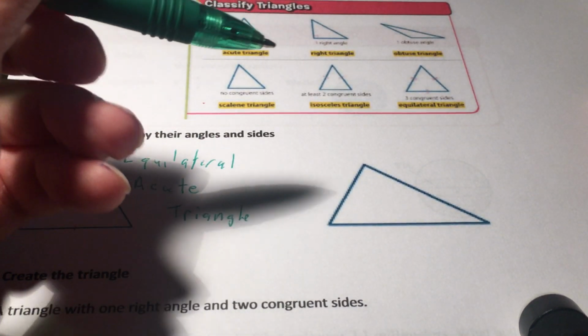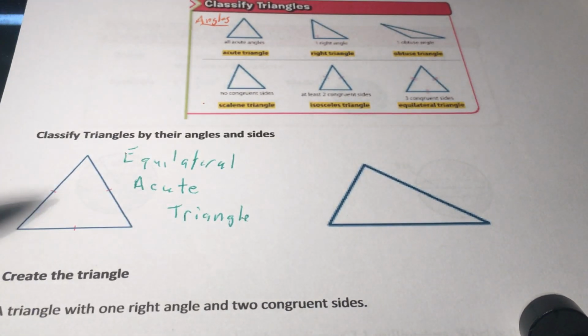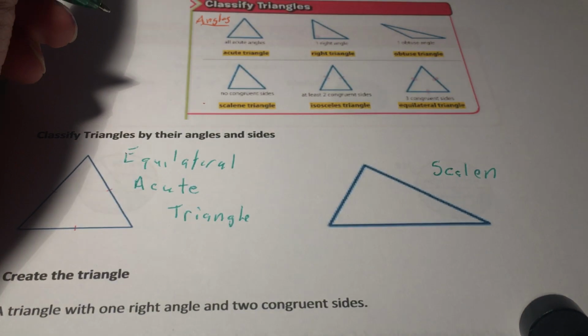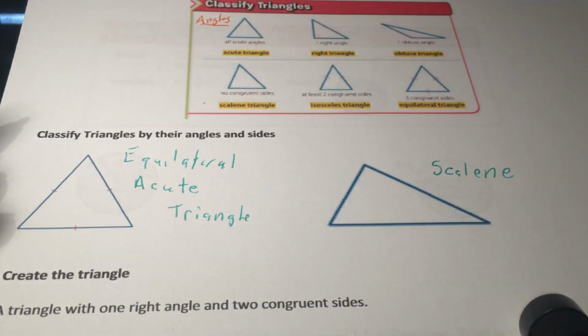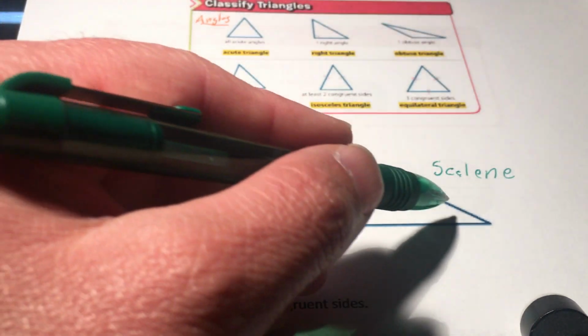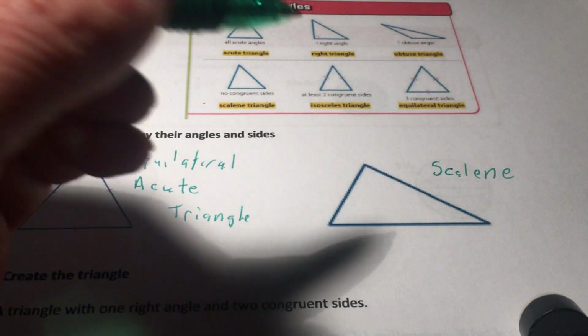triangle. Now when I look here, no side is the same length. They didn't give me a hash mark or anything like this. So I know that this one has to be scalene, because no side is the same. Also looking, every one of these angles appears to be less than 90. So that means that this is a scalene and an acute triangle.